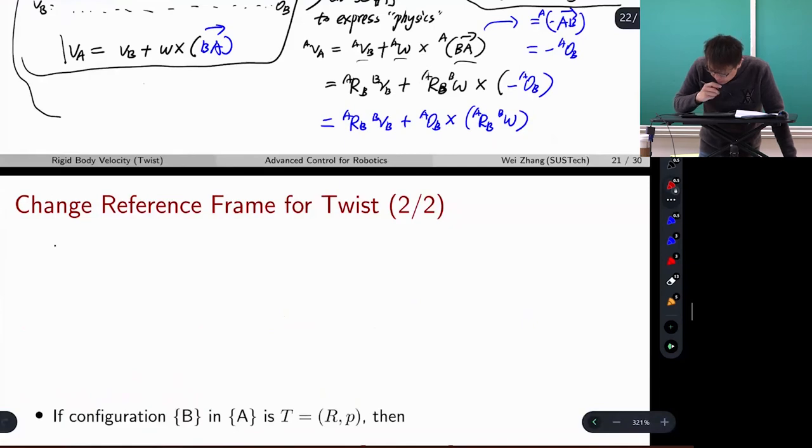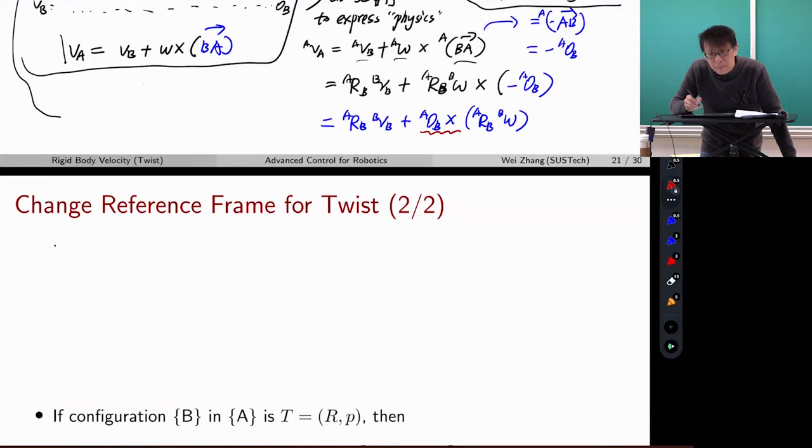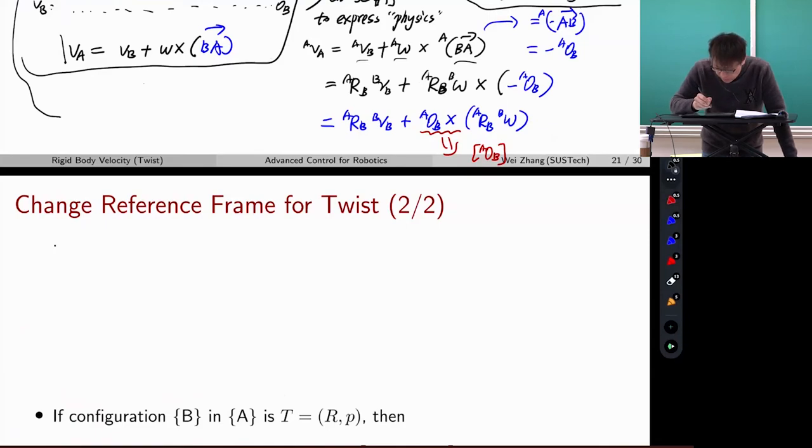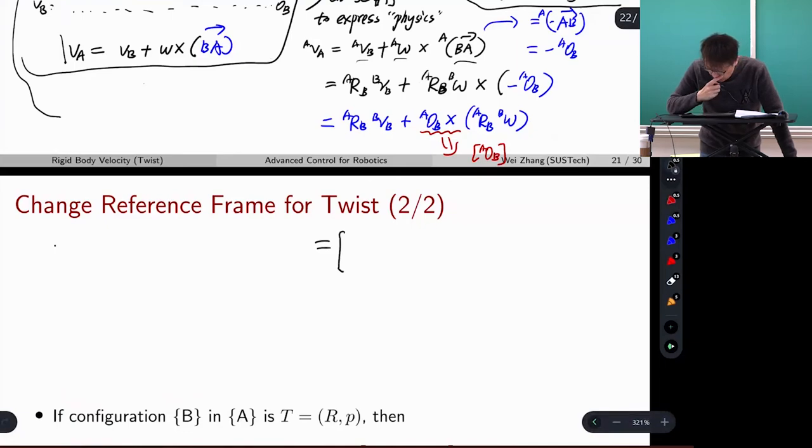Okay, so this equation here, OB in A is a vector cross. I can have a shorthand notation. This is what? The OB in A matrix, the skew symmetric matrix we just introduced last time, right? So overall, I would say this is equal to, if I multiply, this is rho, this is V, omega B, V of B of B. This is my twist of B, right?